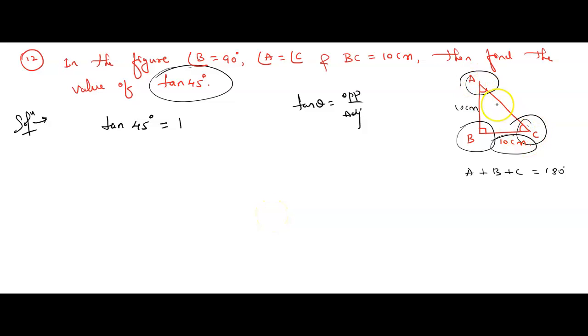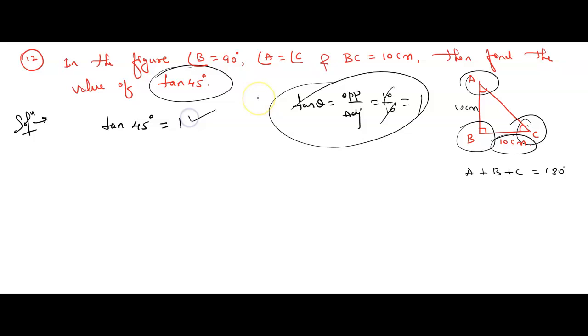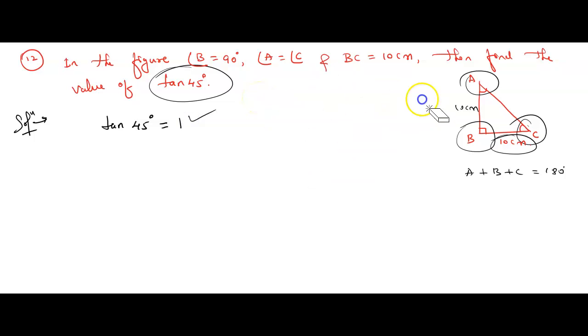If the corresponding angles, angle A and angle C, are both equal, then even AB and BC values also will be equal. That means opposite by adjacent. Opposite is 10, adjacent is 10. Both get cancelled, answer is 1. But here we have no need to do all these things. Why? Because we already have the value of tan 45. If you see the trigonometric standard angles, the value of tan 45 degrees, how much, children? It is 1. That's it.